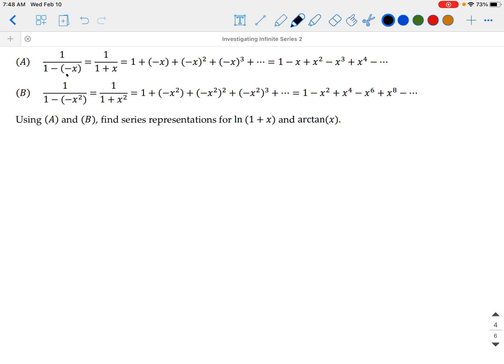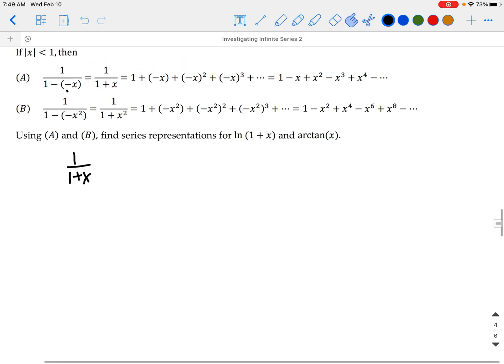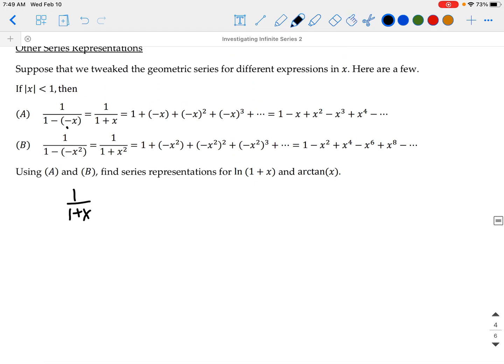So we want to find some power series representations for the natural log of 1 plus x and then arctan. So let's go ahead and find that. So we've got 1 over 1 plus x, and maybe we should note here what these series representations are going to look like.